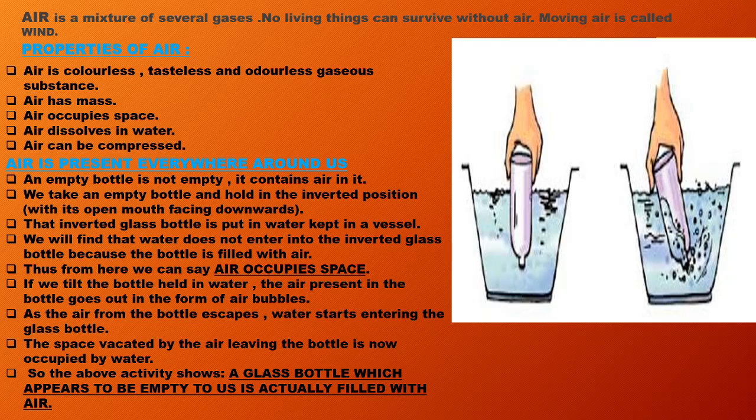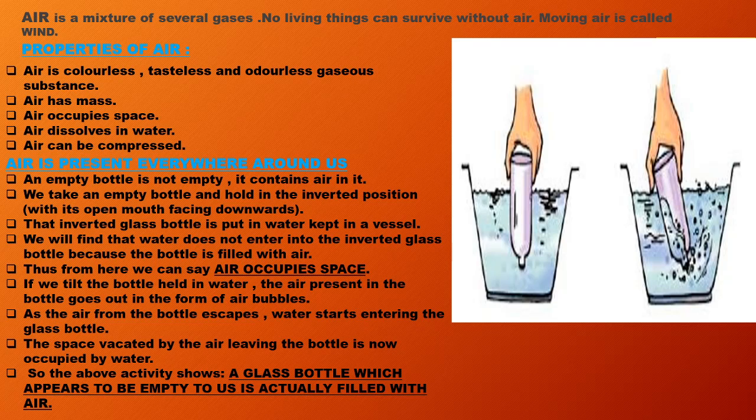Now the next experiment we can do is we tilt the bottle held in water. So, after that, what will happen? The air which is present inside the bottle will go out in the form of air bubbles. So, once we tilt the bottle, we can see air bubbles coming up. That means it is coming through the water. So, as the air from the bottle escapes, water starts entering. So, after seeing air bubbles, what will you see? The water is coming inside the bottle. Why?